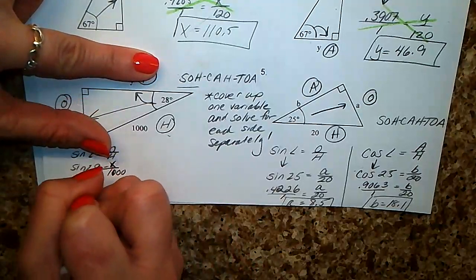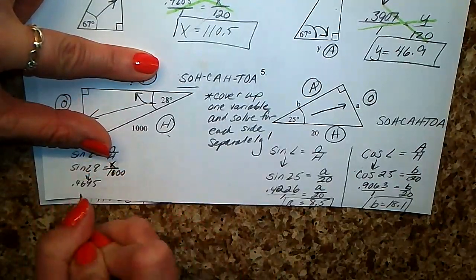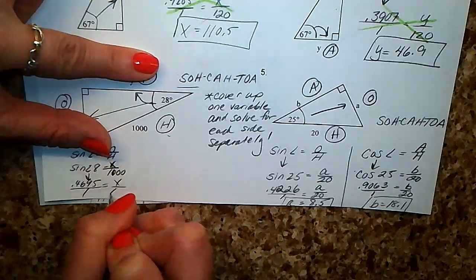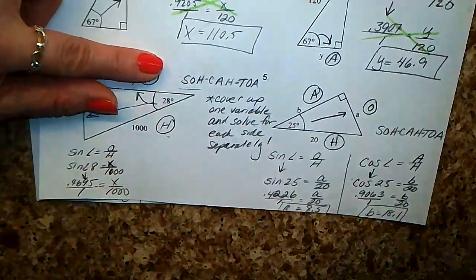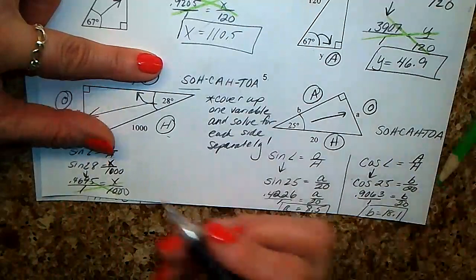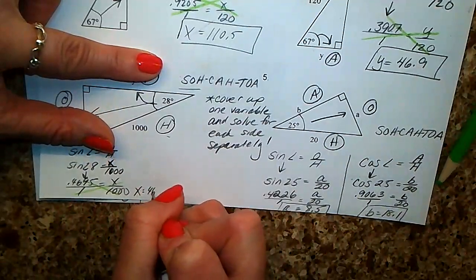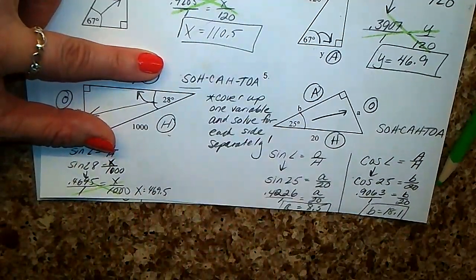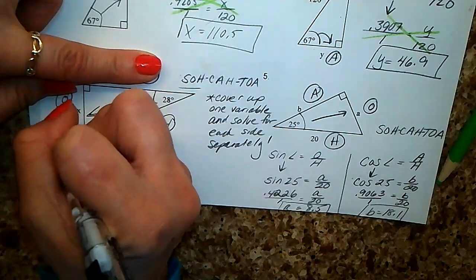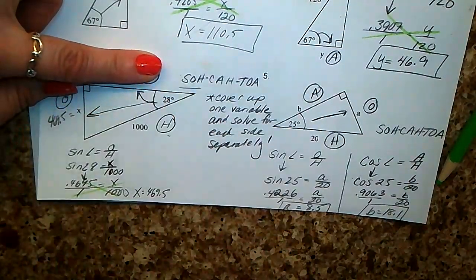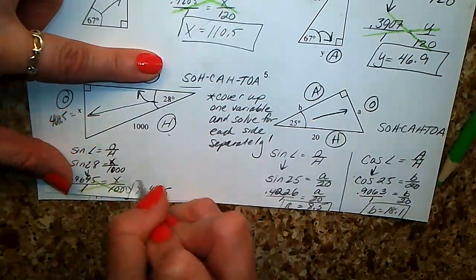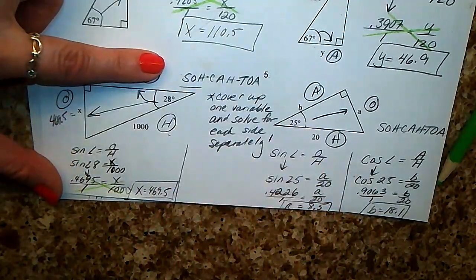We get 0.4695, and we're going to put that over 1. Okay, and we cross multiply that, and our x value there works out to be 469.5. Okay, so that is the length of this side right here. All right, now we've got to solve for the other side.